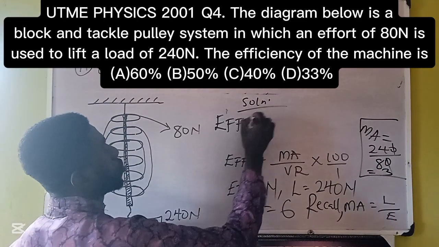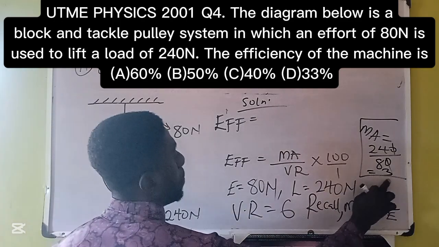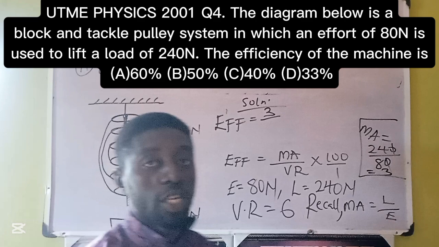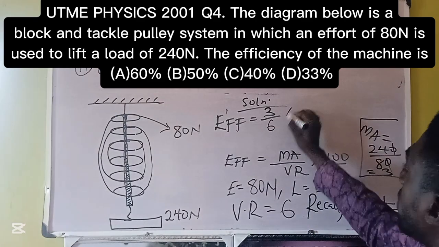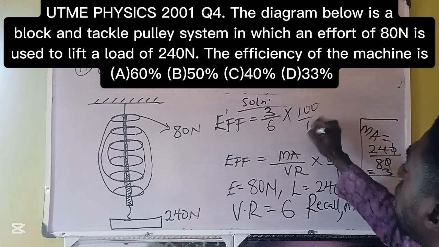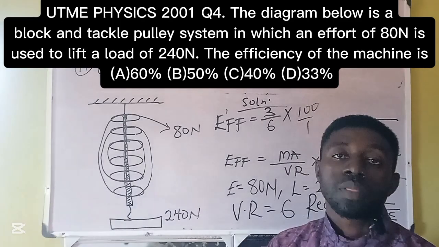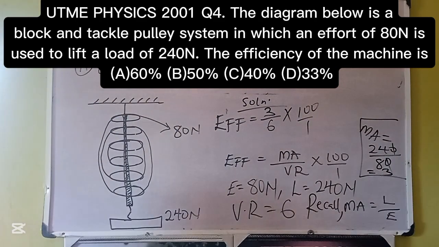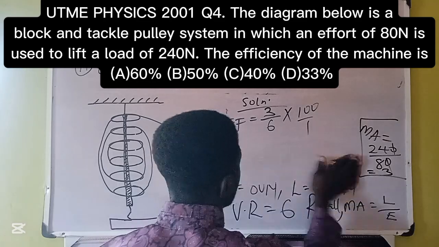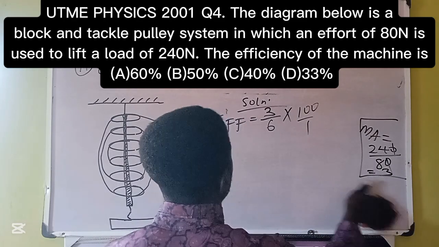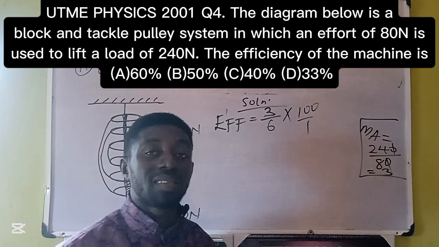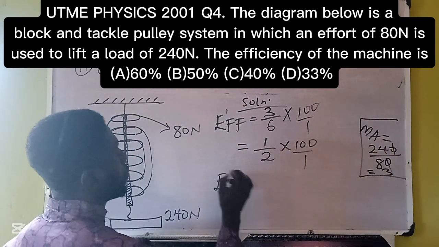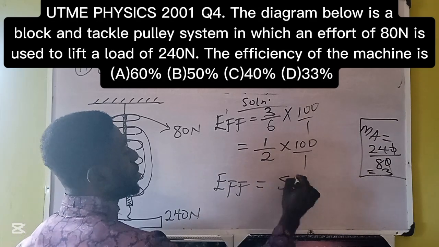Therefore, efficiency is equal to, we'll go by this formula. My MA is 3 over my VR, from the number of pulleys, 6, times 100 over 1. We take efficiency as percentage, that's why we multiply it by 100. Then let's go on. Notice 3 over 6 is the same thing as 1 over 2 times 100 all over 1. Therefore, efficiency is equal to 50%.